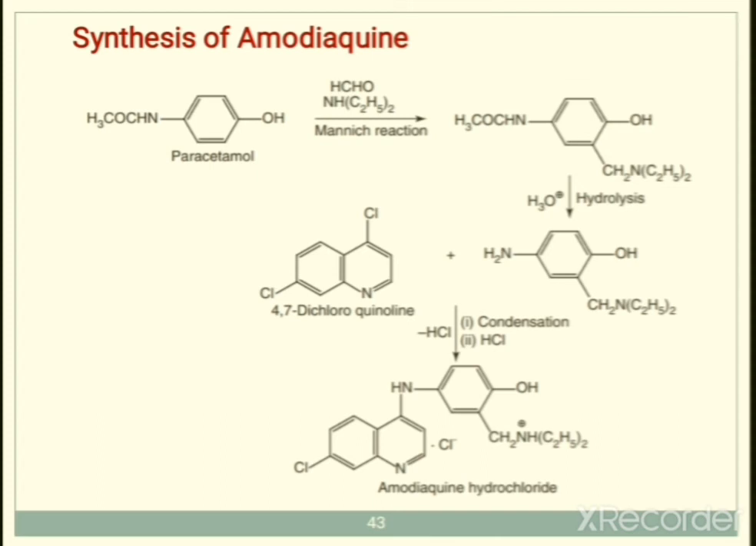So this is the simple synthesis of amodiaquine from paracetamol. The Mannich reaction is carried out with formaldehyde, then hydrolysis, and the next step is condensation with the dichloroquinoline ring to get amodiaquine hydrochloride. Just draw and practice it.